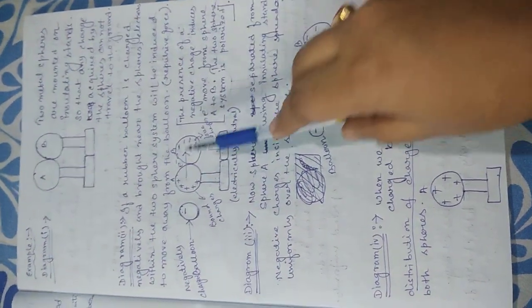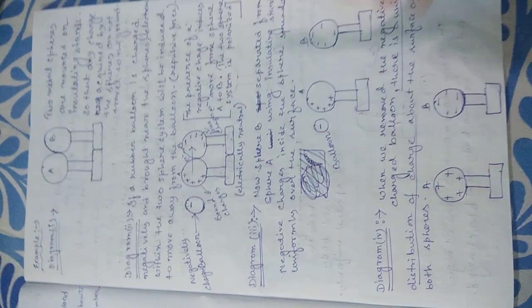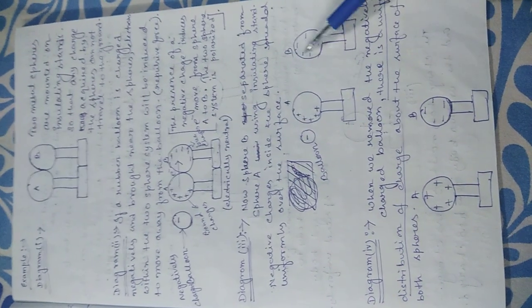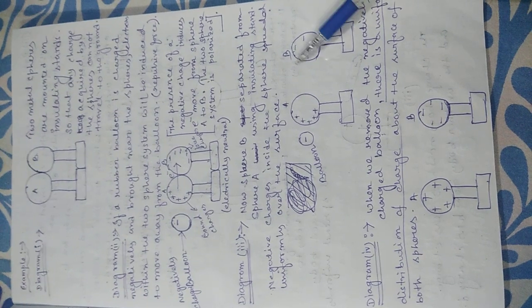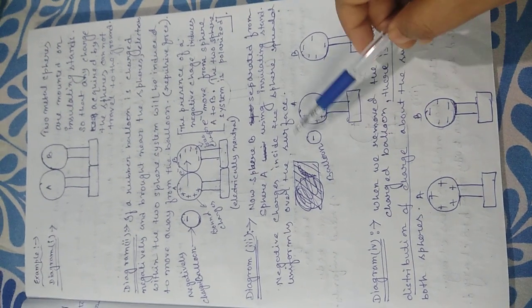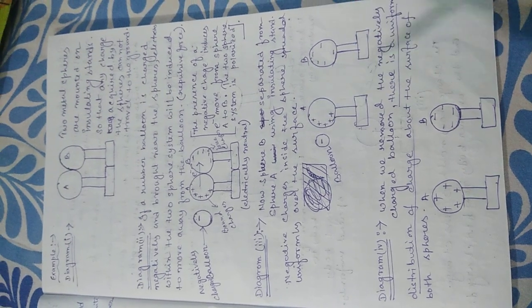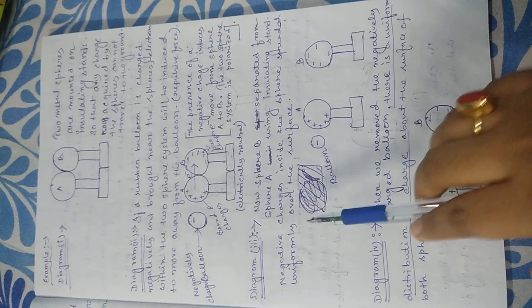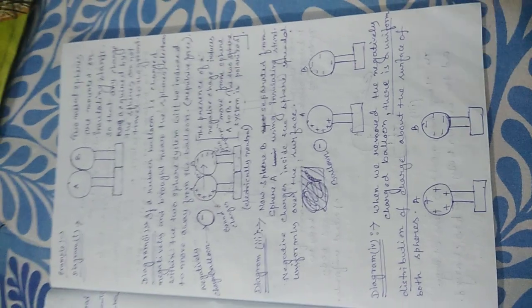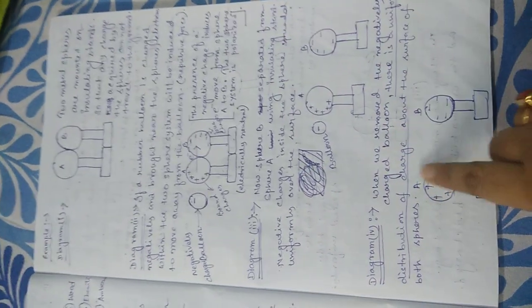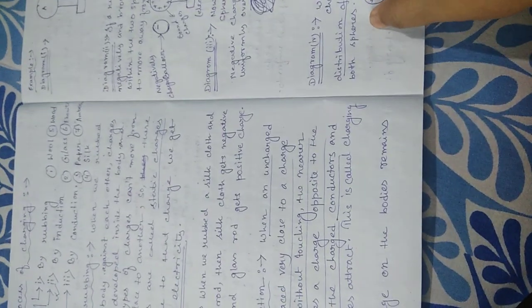Now in the second diagram, if we separate these two spheres, then the negative charges spread uniformly inside sphere B. But here, because the negative charges are present, only this side is positive. Now if we remove the balloon, then this positive charge also spreads uniformly over sphere A. This is the process of induction.